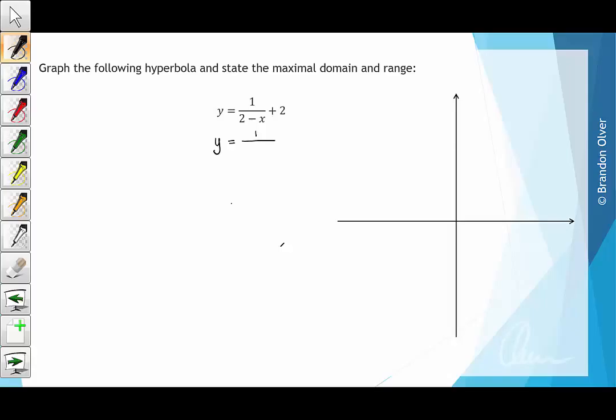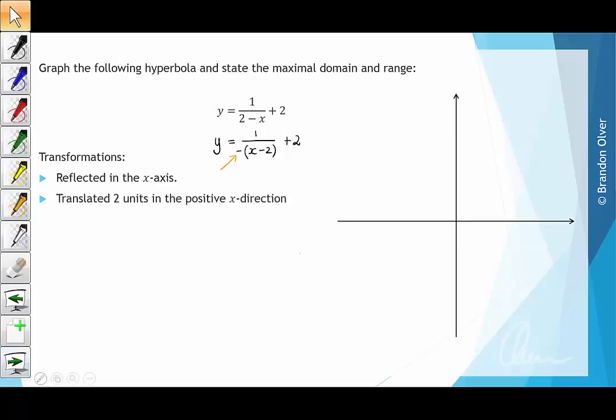So what we're going to do is take the negative out from the x and have x minus 2 on the bottom line, and we'll still have the plus 2 at the end of the function. When it's in this form, it's a little bit easier to see what transformations have gone on. The first transformation that occurs is a reflection in the x-axis, and that's because of that negative symbol there.